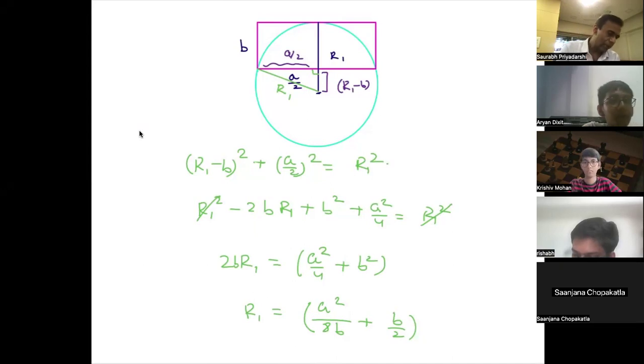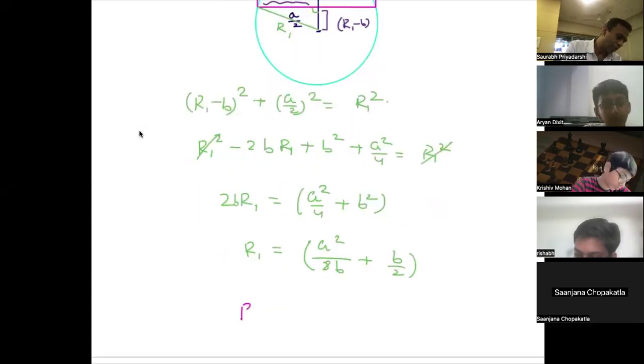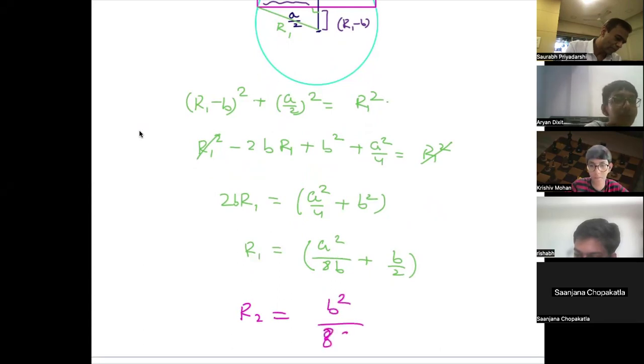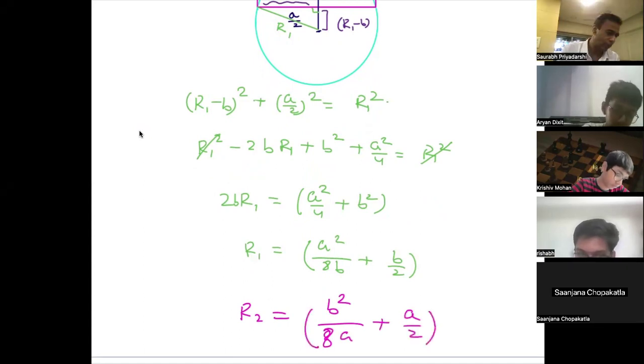By symmetry, if this is R1, I can find R2. What is this R2? R2 is B square upon 8A plus A by 2. Very good. Perfect. Now R1 plus R2. Take your time.